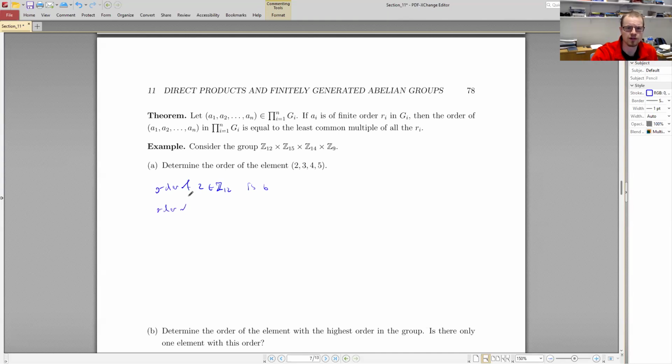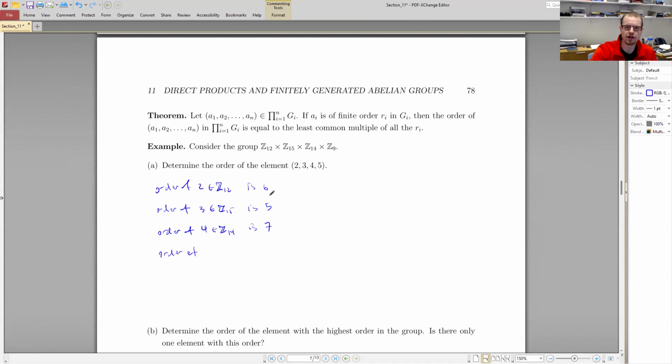The order of 3 in Z15? Essentially, the question is 3 times what gives you 15? Well, 3 times 5 gives you 15. So the order is 5. The order of 4 in Z14 is, oh right, 4 doesn't divide 14. So how do we work with that? Well, I need to find a multiple of 4. How many copies of 4 in that addition is going to give me a multiple of 14? Well, 4 times 7 gives me 28. That's the smallest multiple of 14 that I can get. So the order of 4 is 7.